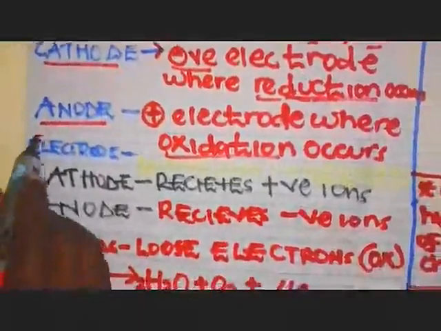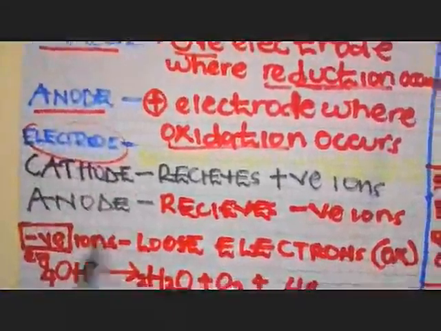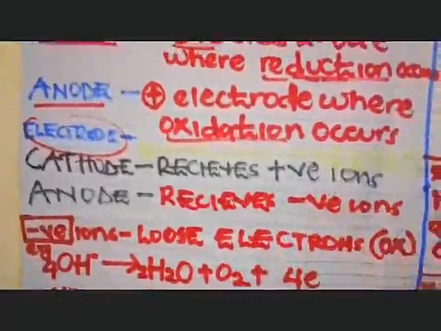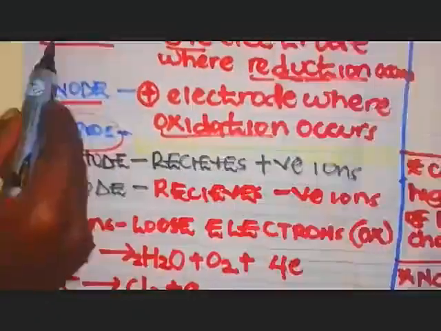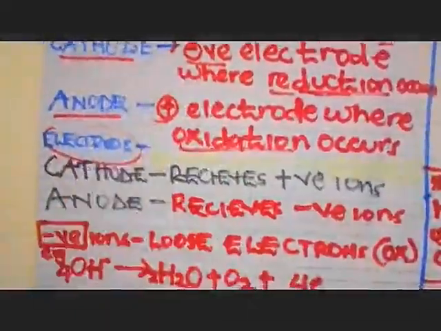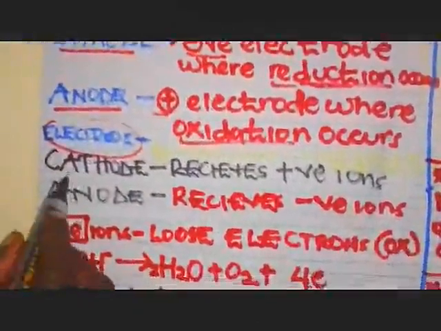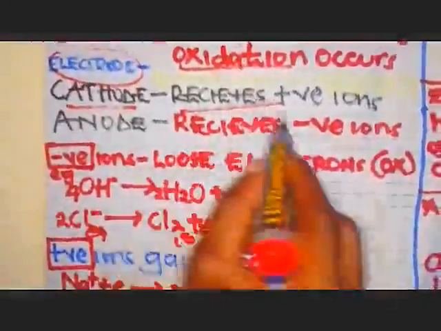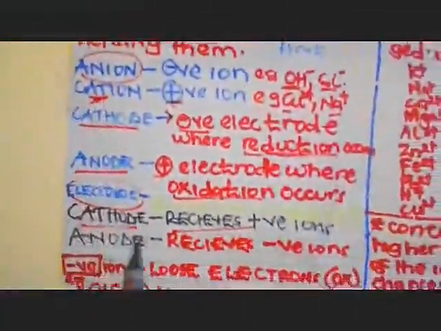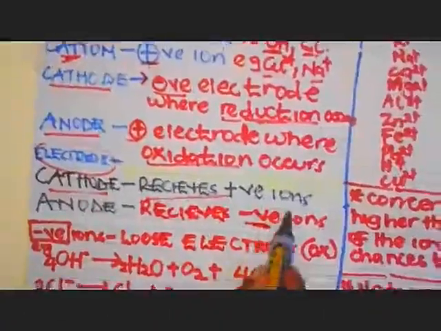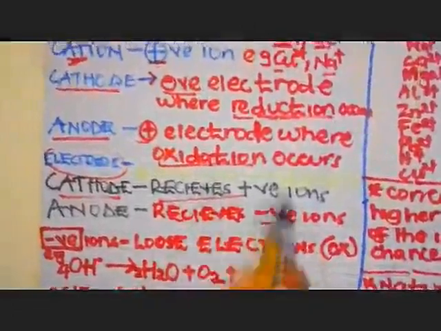Now, the question can come saying define an electrode. This is a terminal or a pole where current enters or leaves the circuit. But remember, we have two terminals, the cathode and the anode. The anode is positive and the cathode is negative. The cathode receives the positive ions. Remember, the positive ions are our cations, which we talked about. Where are they going? They are going to the cathode. Then the anode receives the negative ions. Our negative ions are anions.